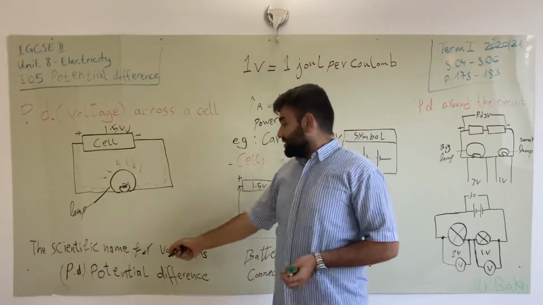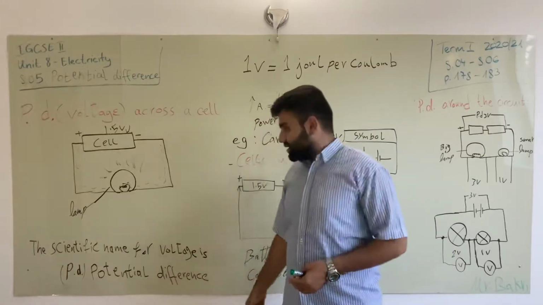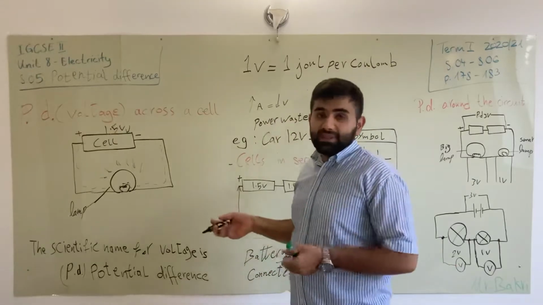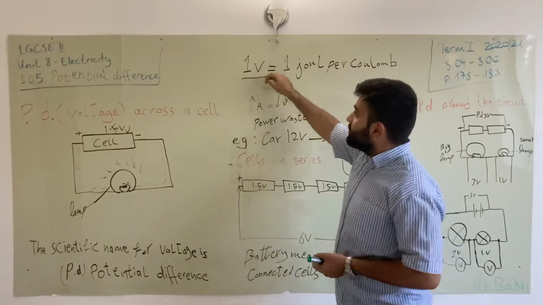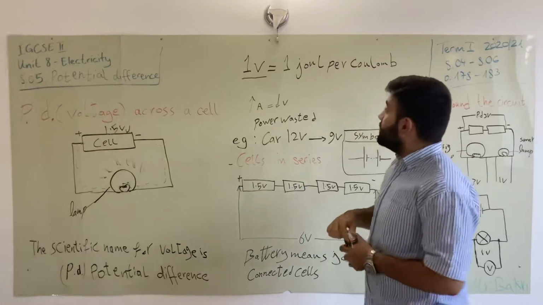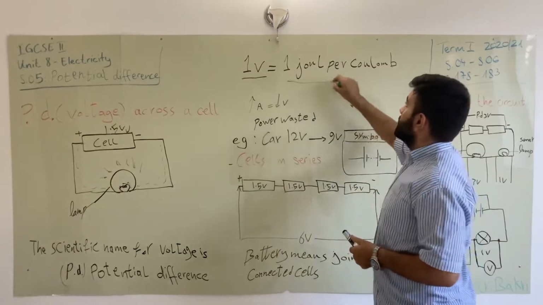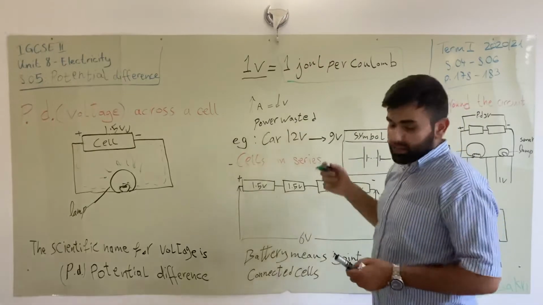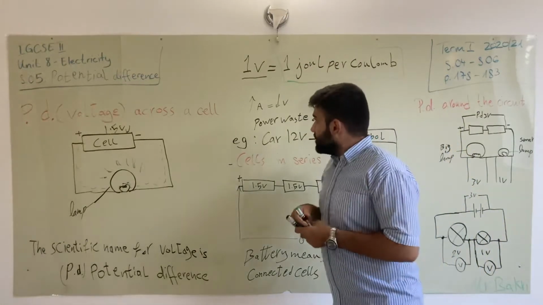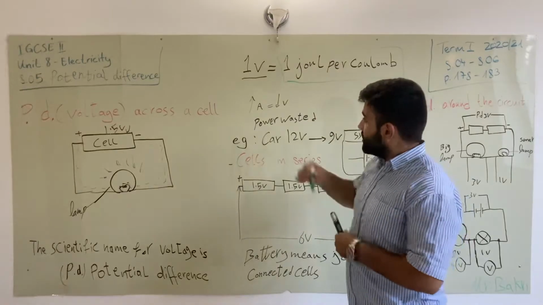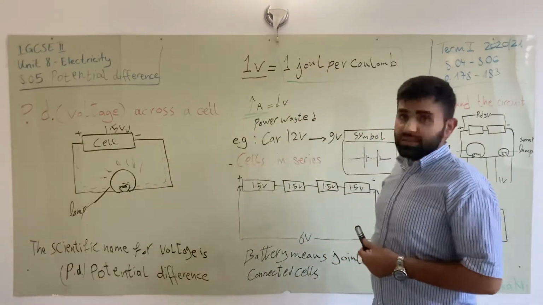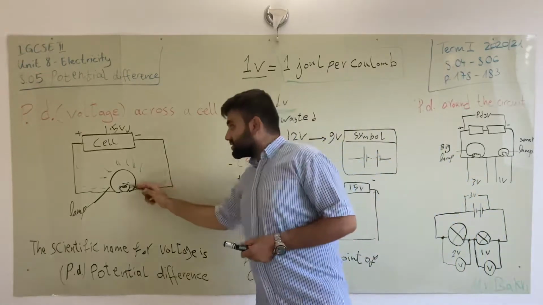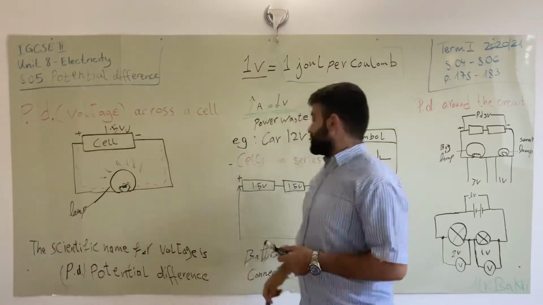As you can see, the scientific name for the voltage is the potential difference. So what does that mean? That means every 1 volt we have is 1 joule per coulomb. Per coulomb, that's for charge, we talked about that already. So more current here means less volt. Why? As you see here, the power is wasted with the electrons.